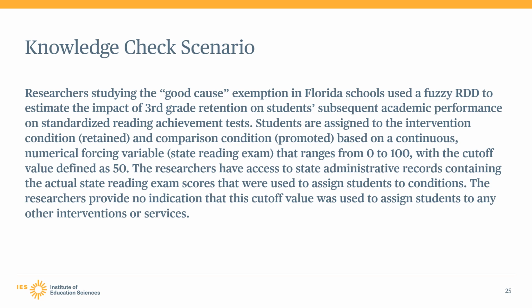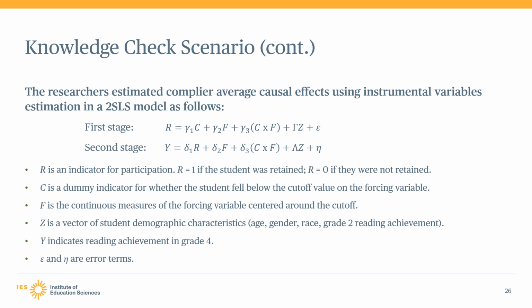The researchers have access to state administrative records containing the actual state reading exam scores that were used to assign students to conditions. The researchers provide no indication that this cutoff value was used to assign students to any other interventions or services. The researchers estimate complier average causal effects using a two-stage least squares instrumental variables estimation. The first stage and second stage equations are as follows.